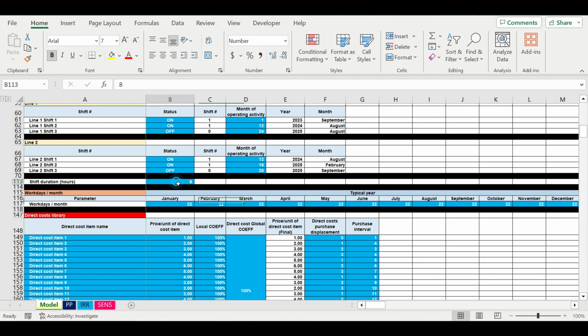Then we specify the duration of one shift in hours. Also, we add a block of inputs where we will be setting up the amount of working days inside each month inside the typical year.